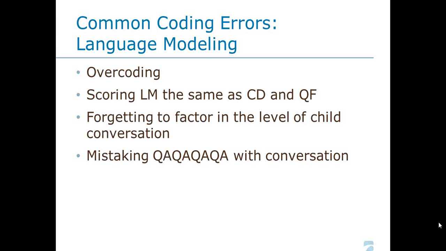And then finally, sometimes people mistake what we call the QA, QA, QA, QA. You know, who's the main character in the book? That's right. What did the main character do? Yes. What happened next? Exactly. And then what happened? That's right. As a conversation. That's not a true conversation. It's just a question and answer session. And when we're looking in language modeling, we want to see a true and actual dialogue. So those are basically the common coding errors for language modeling.